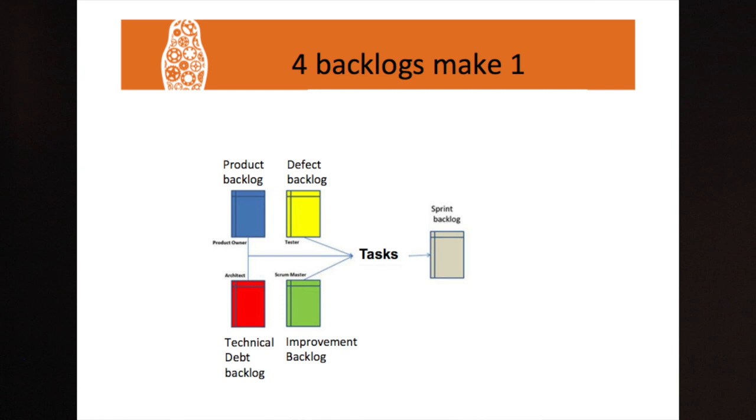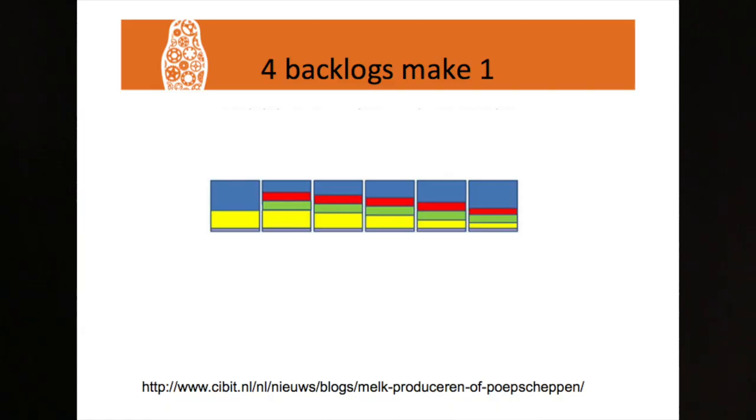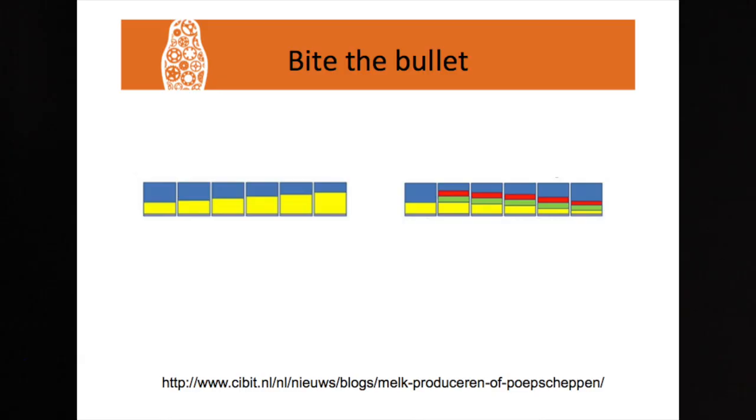Because there are two other colors, the red one and the green one. The red one is technical debt. You also have to work on that. And you have the green one, and that's the improvement backlog. For instance, test automation, improving the way you work. So you have to actually make a four-color backlog. And if you do that, you will see that you manage down your defects. You get rid of technical debt. But you have to bite the bullet, of course, because if you add red and green to the left graph, well, there will be no blue remaining. So you have to tell your customer that you will not deliver any new functionality in the next sprint.